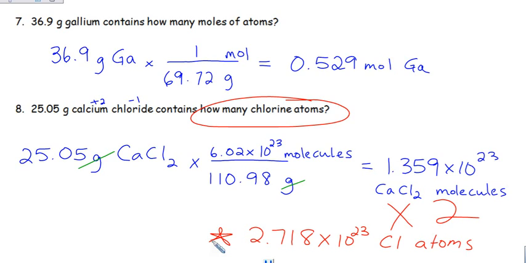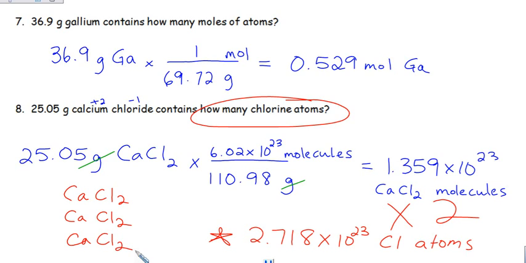Think about it on a smaller scale. What if I had 3 molecules? If I had 3 molecules of calcium chloride, and then I asked you, how many chlorine atoms? Well, now people can actually draw it out, and you can see, oh yeah, each molecule has 2 atoms of chlorine. I have 3 molecules. This is a piece of cake. 3 times 2 is 6.